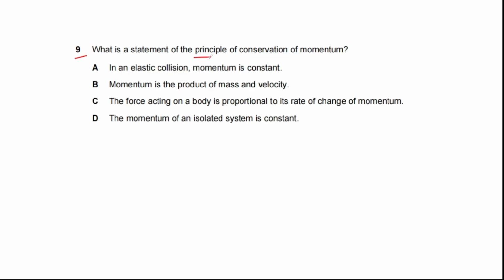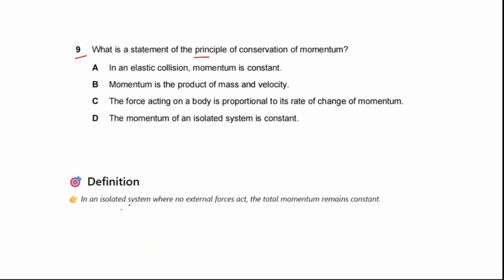Question number 9. What is a statement of the principle of conservation of momentum? So, as per the definition, in an isolated system where no external forces act, the total momentum remains constant. So here the first one is in an elastic collision, momentum is constant. That's absolutely correct, but this is not the principle of conservation of momentum. And here momentum is a product of mass and velocity. That is also correct. Momentum is equal to mass and velocity, but that's again not conservation of momentum.